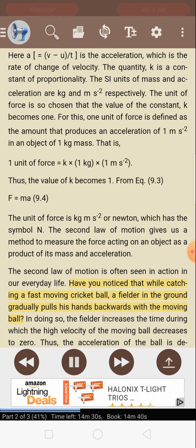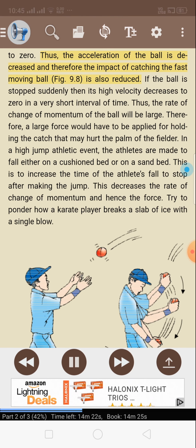Have you noticed that while catching a fast-moving cricket ball, a fielder in the ground gradually pulls his hands backwards with the moving ball? In doing so, the fielder increases the time during which the high velocity of the moving ball decreases to 0. Thus, the acceleration of the ball is decreased and therefore the impact of catching the fast-moving ball, Figure 9.8, is also reduced.